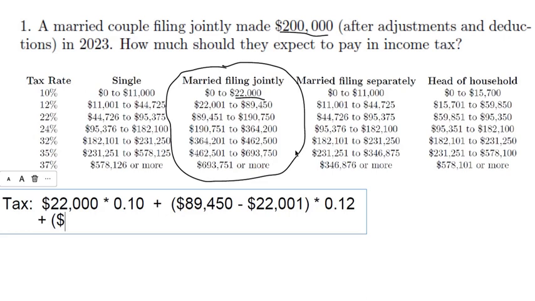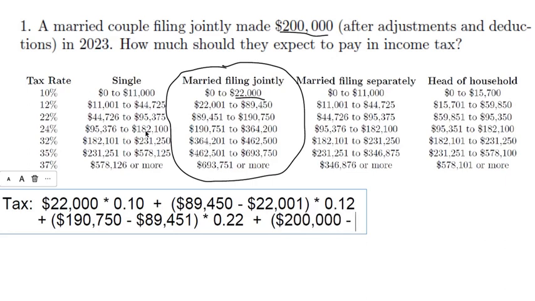So 190,750 subtracted by the 89,451. That's how much money fits in that third row. And then finally, we've paid a bunch of tax already, so we're not going to do the full 200,000 at the 24%. We're going to take 200,000 and subtract the amount of money we were just taxed at under the last level, this 190,000.